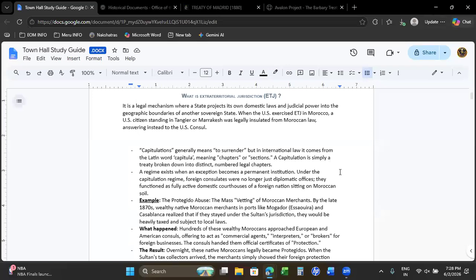So it goes to say, and remember this is the hijack, that's the hijack here. When the U.S. exercised ETJ in Morocco, as it's doing right now, a U.S. citizen standing in Tangier or in this landmass, nonetheless, was legally insulated from Moroccan law, answering instead to the U.S. consul, right? So the America was allowed to be here.